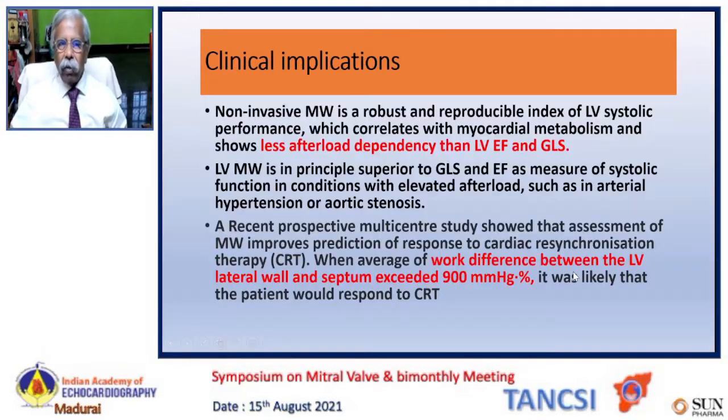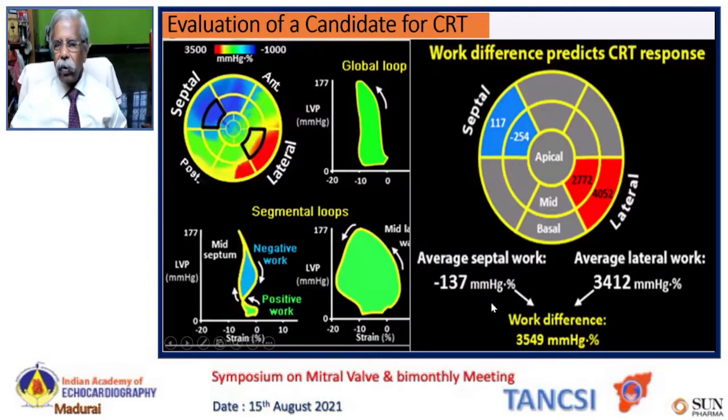Now, the clinical implications are that left ventricular myocardial work is in principle superior to GLS and EF. A recent prospective multicenter study showed that assessment of myocardial work improves the prediction of response to cardiac resynchronization therapy. When the average work difference between the LV lateral wall and septum exceeded 900 millimeters of mercury percent, it was likely that the patient would respond to CRT. This is the classical example of the work difference pattern. This is the septal area, total septal work here is 137, here is 312. This is an example.